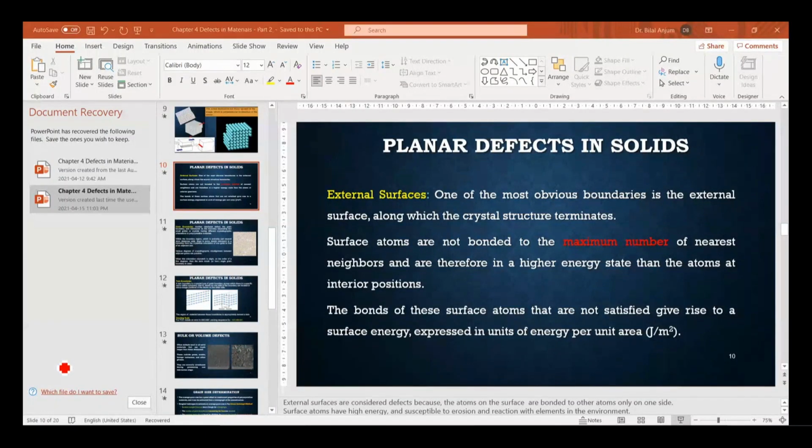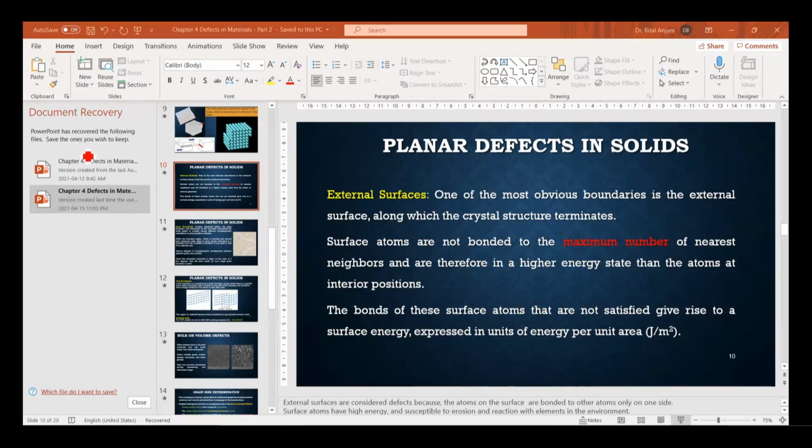First two kinds of defects, the zero-dimensional defects and the one-dimensional defects. In the zero-dimensional, the vacancy, interstitial, substitutional defects, and in one-dimensional, the line and the screw dislocations, the screw and the edge dislocations. We are done with that. Now we are moving towards the understanding of planar defects in solids, that is the 2D defects.